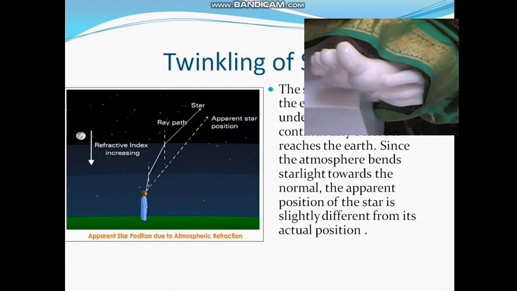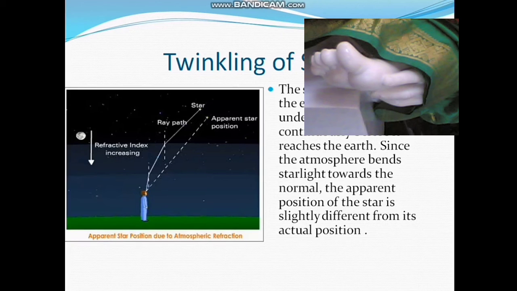The apparent position of the star is slightly different from its original position. The starlight appears slightly higher than its actual position when we view it near the horizon. Further, this apparent position of the star is not stationary but keeps on changing slightly. Since the stars are very distant, they are approximately point-sized sources of light.